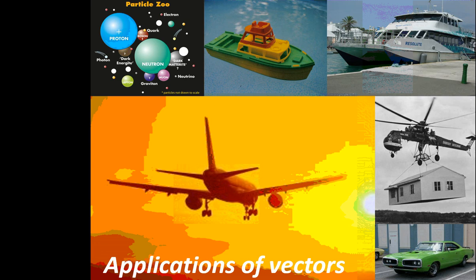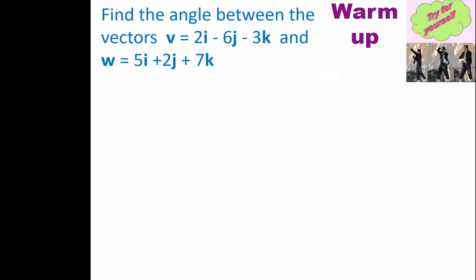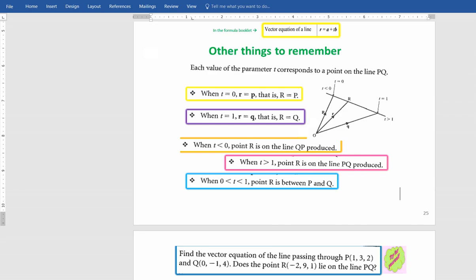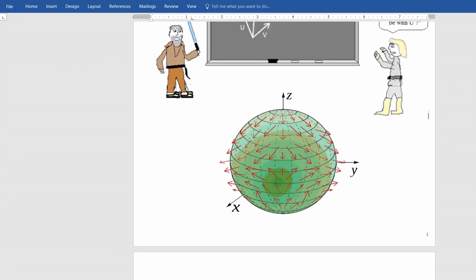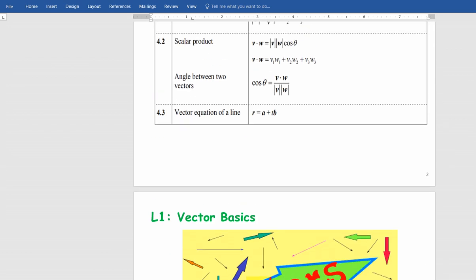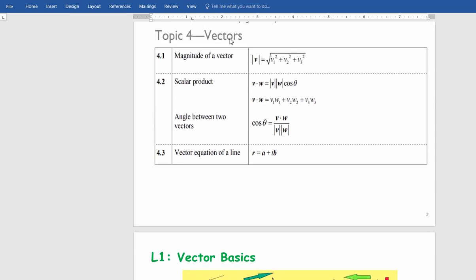Okay, so let's move on to a little warm-up on some of the basics of vectors again. Let's practice finding the angle between the vectors v equals 2i minus 6j minus 3k and w equals 5i plus 2j plus 7k. Remember, you've got your formula booklet with the angle formula in there. It's topic 4, vectors.